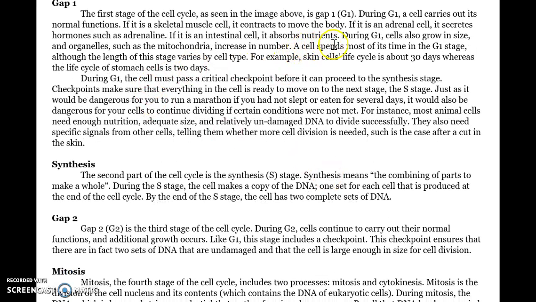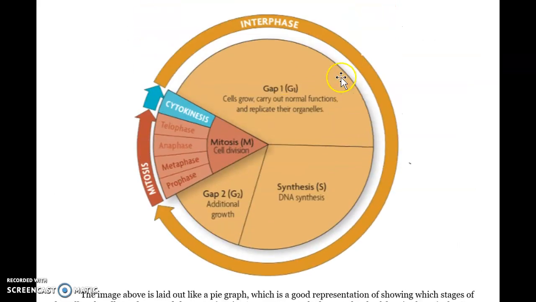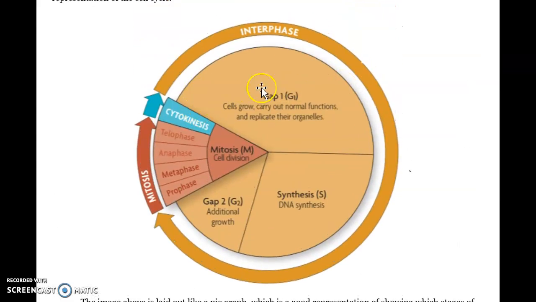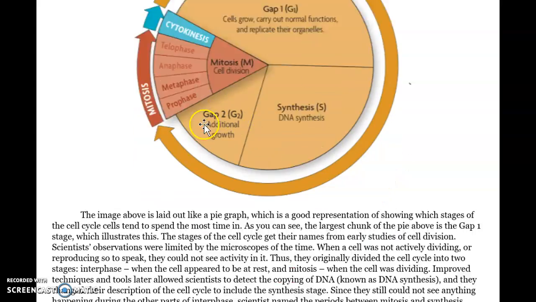A cell spends most of its time in G1, although the length of this stage varies by cell type. For example, a skin cell's life cycle is about 30 days. We talked about this in class. Whereas the life cycle of a stomach cell lasts 2 days. So in a skin cell, it takes 30 days to go from here all the way around to right here. But in a stomach cell, it takes 2 days to go from here to right there.